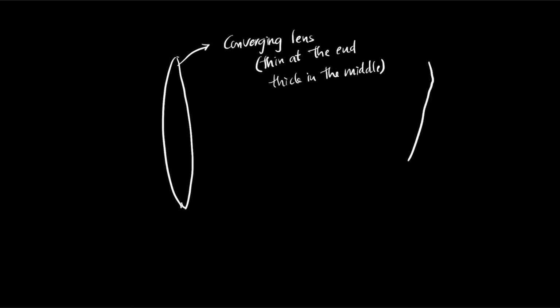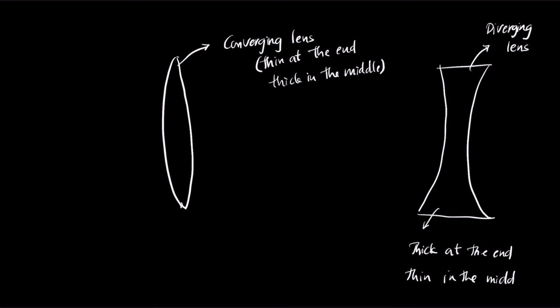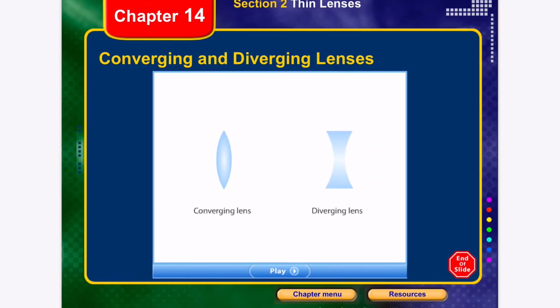There is another form of lens, called the diverging lens. So this is an example of a diverging lens. In a diverging lens, it's thick at the end, it's thin in the middle. So that's the difference between a converging and a diverging lens.